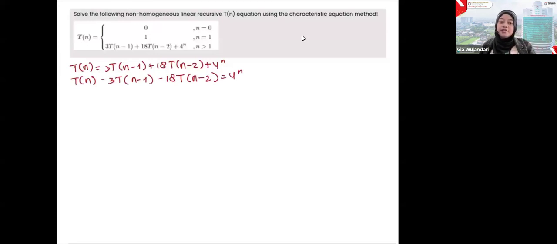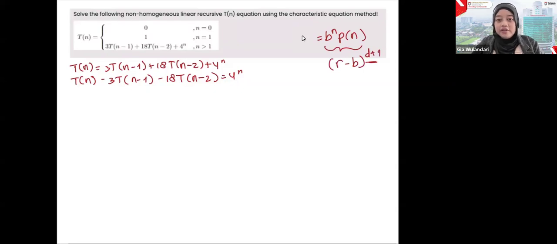In the previous week, we learned that if we have a linear recurrence relation where the right hand side is in the form of b to the n times Pn, then this part will contribute a factor of r minus b to the d plus 1 to the characteristic equation, and d is the degree of the polynomial Pn. Okay, so in this case, we have 4 to the n for the right hand side.